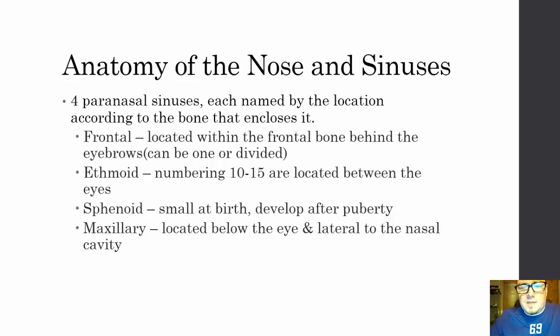The ethmoid sinuses are a bunch of little sinuses that are behind the bridge of the nose, right between the eyes. The sphenoid sinus is small when you're first born and really doesn't develop until after puberty, and it can get fairly large. It can reach all the way back to your occipital bone in the back of your head. The maxillary sinuses are on the sides, lateral to the nasal cavity. They're quite large.